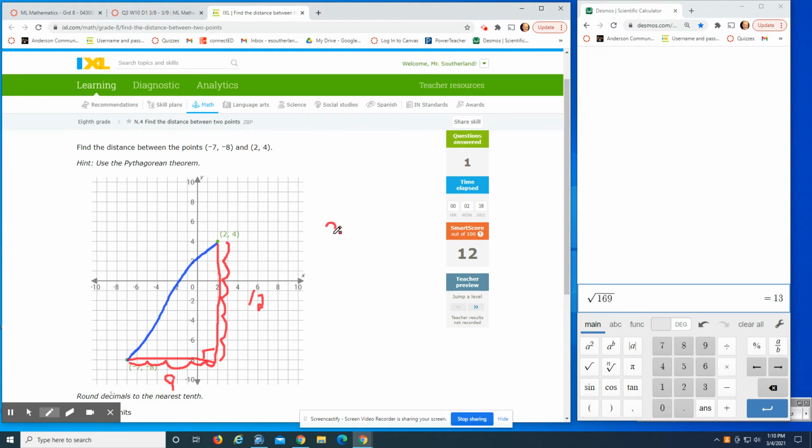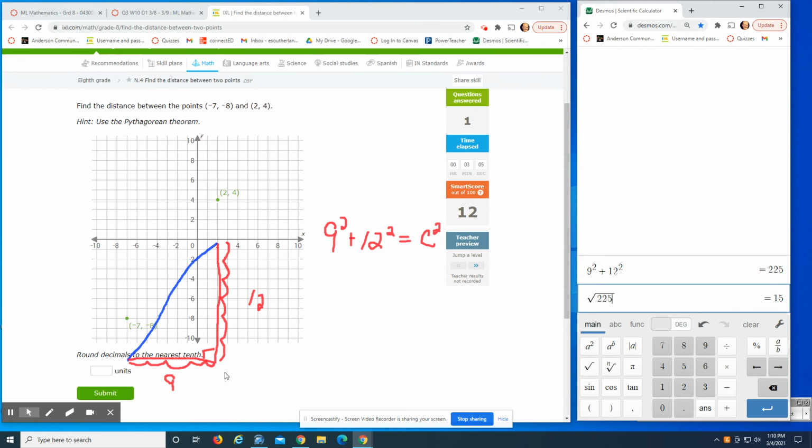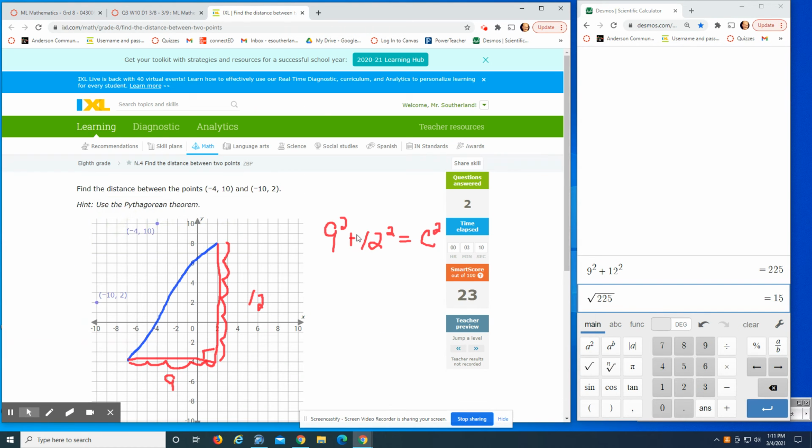So then we set up the problem 9 squared plus 12 squared is equal to C squared. This is just like the problems that we did last week. The only difference is we're drawing the right triangle ourselves. So 9 squared plus 12 squared equals 225. And then, of course, we want to find the square root of that, which is 15. All right, and that's how you find the distance between 2 points, by drawing a right triangle.